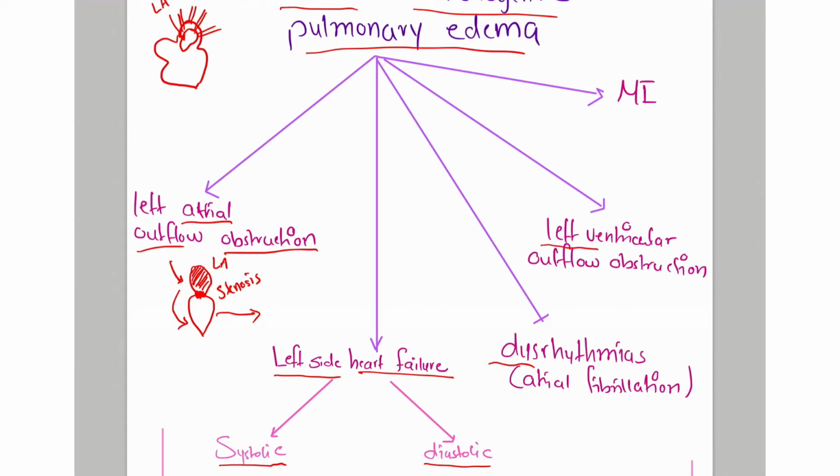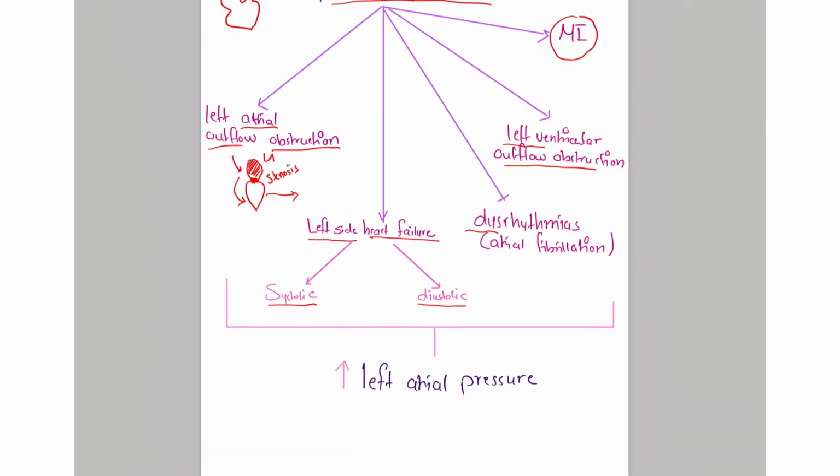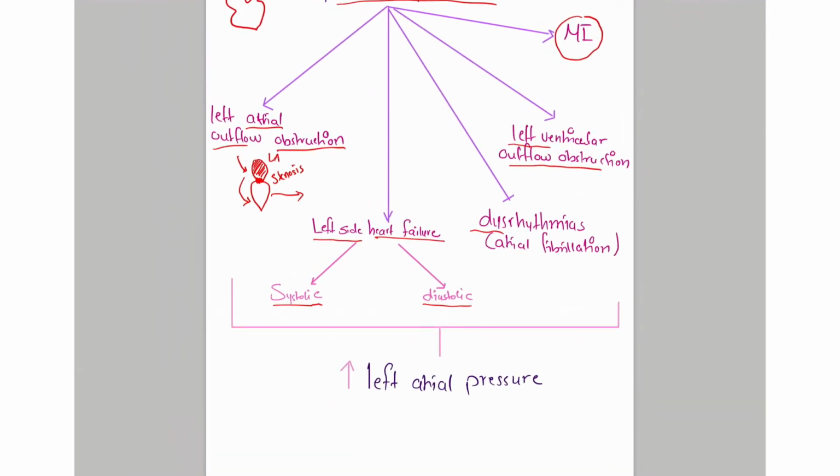يصير عندنا في حالة left ventricular outflow obstruction تقريبا نفس الكونسيكونس مع atrial outflow obstruction and myocardial infarction. كل هاي الكوزز يسبب لنا increase left atrial pressure or accumulation of fluid in the left atrium.